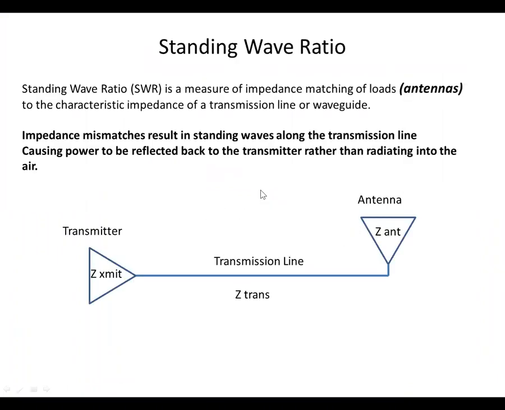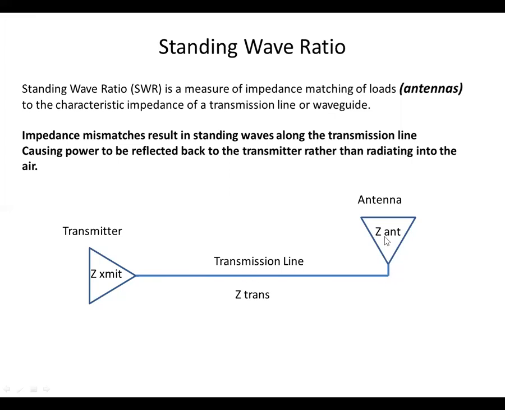So standing wave ratio is a measure of the impedance matching of loads, in this case the antenna, to the characteristic impedance of a transmission line. And typically for coax, for example, you'll see the coax feed line will be stated with a characteristic impedance of 50 ohms. Typically a transmitter is expecting an impedance match of 50 ohms, so they're designed to have a 50 ohm output to the 50 ohm transmission line.